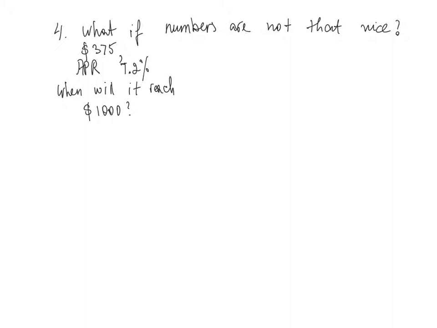Okay, so far in all my examples, we had nice numbers. 2, 1/3. So in the real world, the exponential processes don't usually come with such nice numbers. So let's say you put $375 somewhere invested and your annual percentage rate is 7.2%. When will this amount reach $1,000? So let's set an equation first.